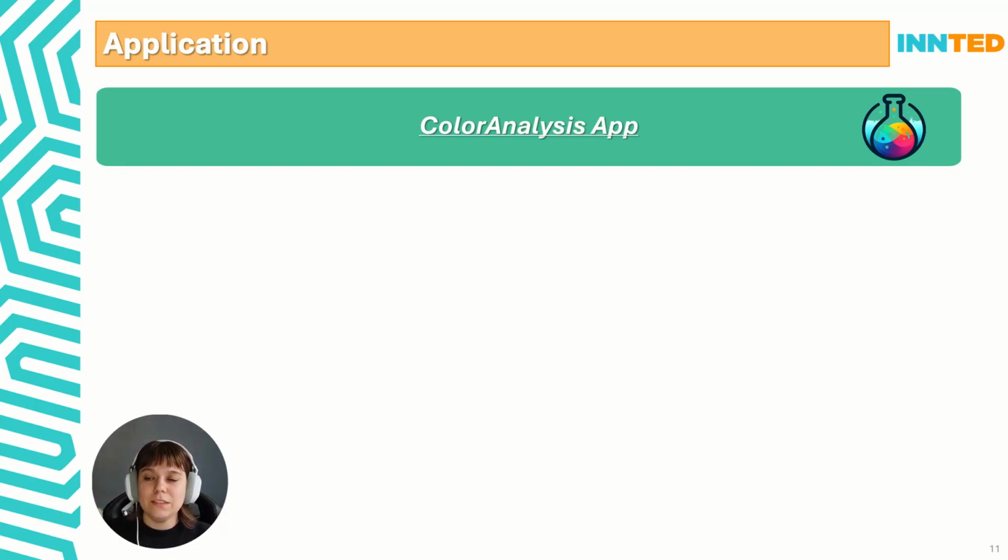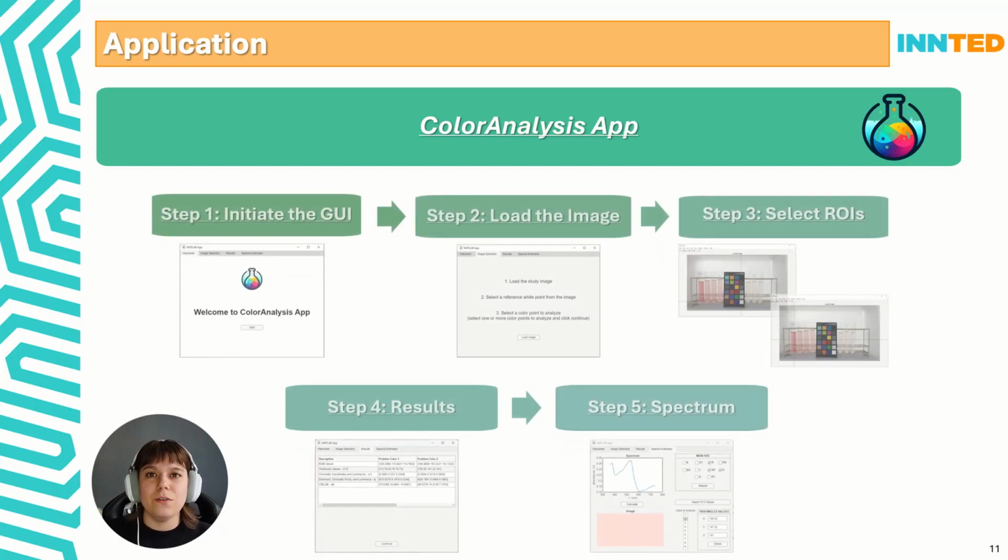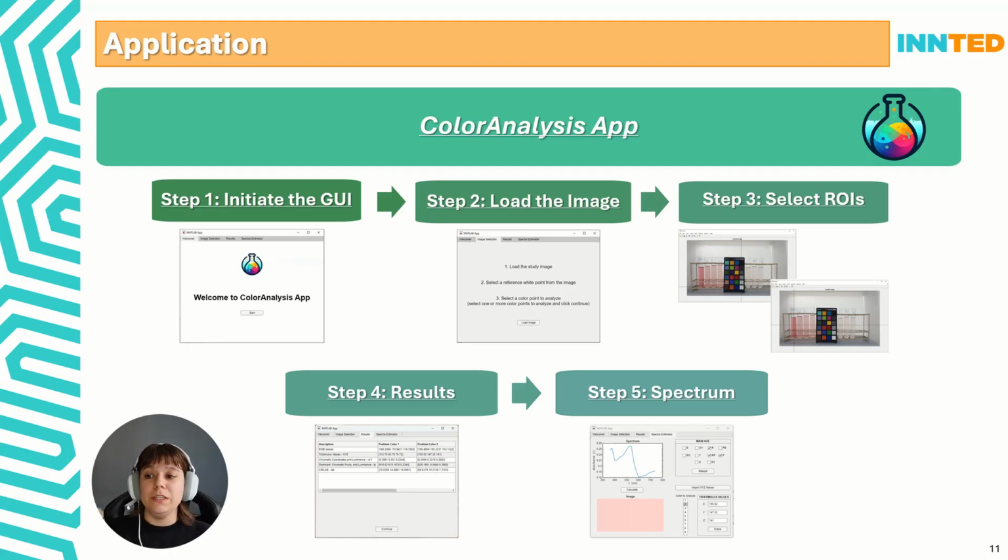So finally, this is a summary of the ColorAnalysis app. First you initiate the program, and by clicking Start, you begin. Now you upload the image following the on-screen instructions, then you select the points of interest, and don't forget to choose the white point of reference for calibration, and then you can review the data and see the results, and finally estimate the spectrum from the color you want to analyze.